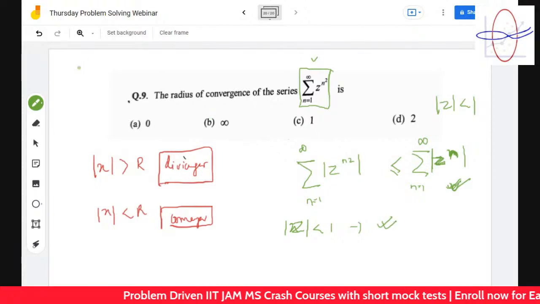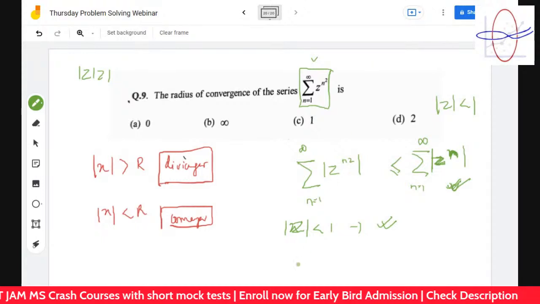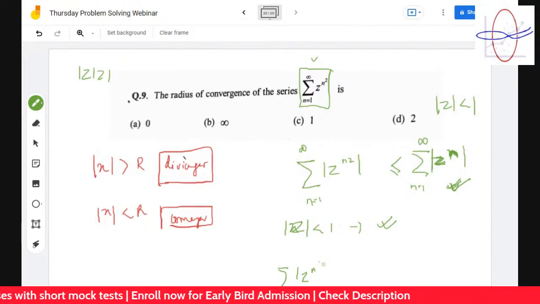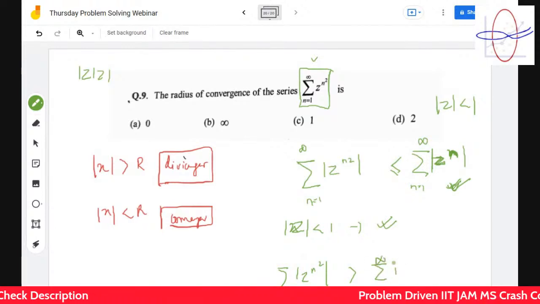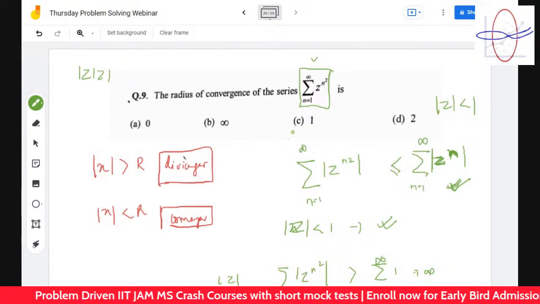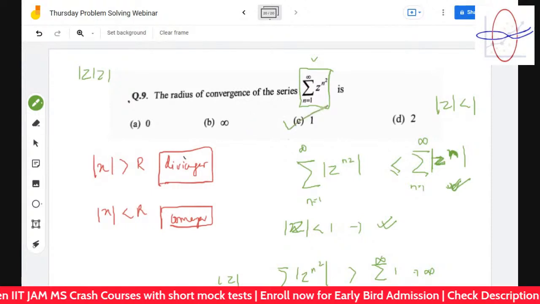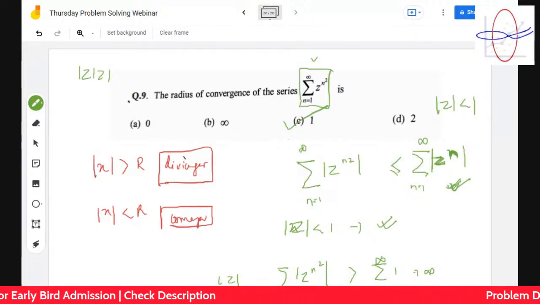Let's do mod z greater than 1. If mod z is greater than 1, you can easily understand there are infinitely many of them. The summation of mod z whole to the power n squared is greater than what? 1, n equal to 1 to infinity. Infinity times are there, so it's infinity. So it diverges for mod z greater than 1. So the radius of convergence is 1. Did you understand the idea, guys? Did you understand the proof?